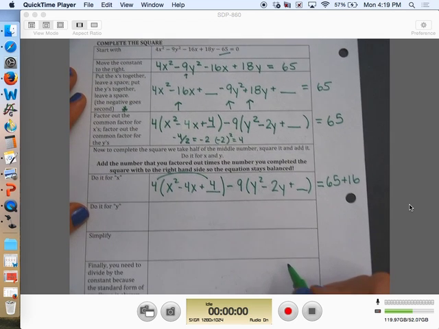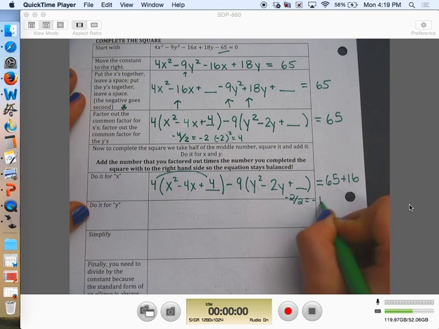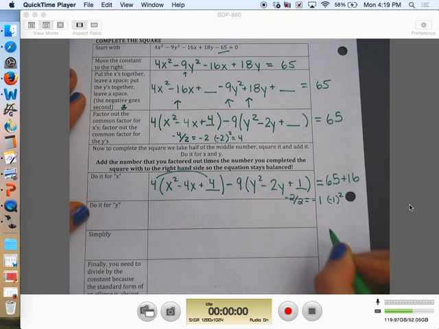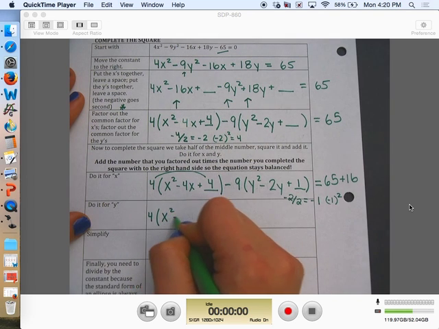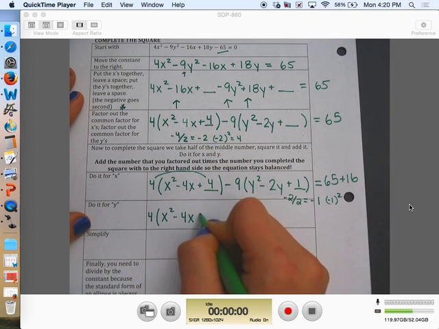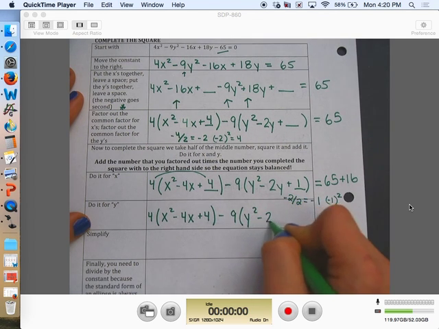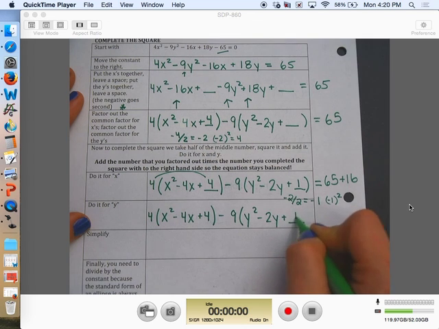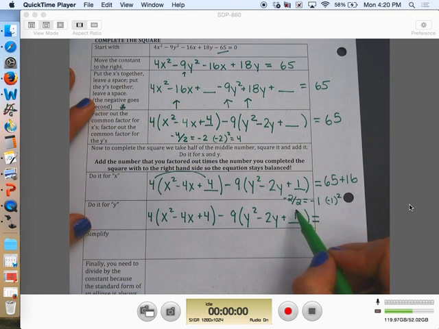We're going to repeat the process for the y's. Now I need to take half of negative 2. Negative 2 divided by 2 is equal to negative 1, and then square that. Negative 1 squared is equal to 1. And then remembering to add negative 9 to both sides.